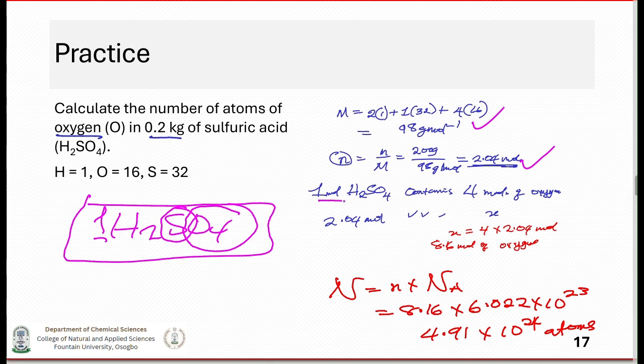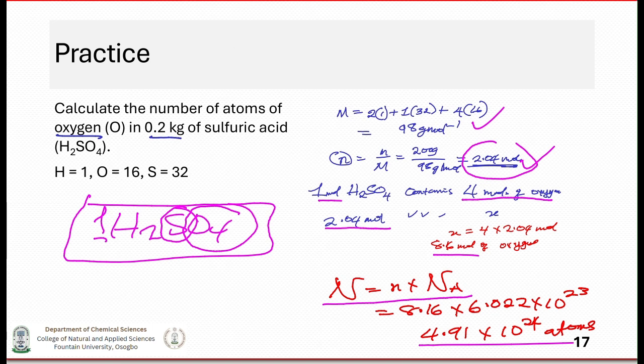So if 1 mole of sulfuric acid contains 4 moles of oxygen, and this is the value that we get here, which is 2.04 moles, 2.04 moles of sulfuric acid will contain how many moles of oxygen? It will contain 8.16 moles of oxygen, because we multiply 4 by this value since they are in ratio 1 to 4. That is how we got the number of moles of oxygen. When you get the number of moles of the atom, just convert it to number of atoms using this relationship. And then eventually we get 4.91 times 10 to the power of 24.